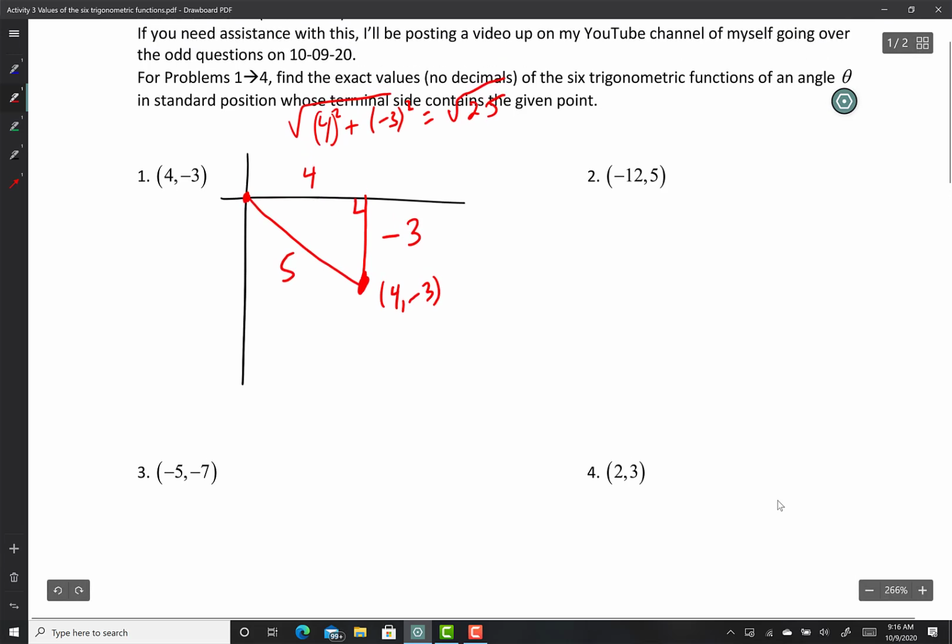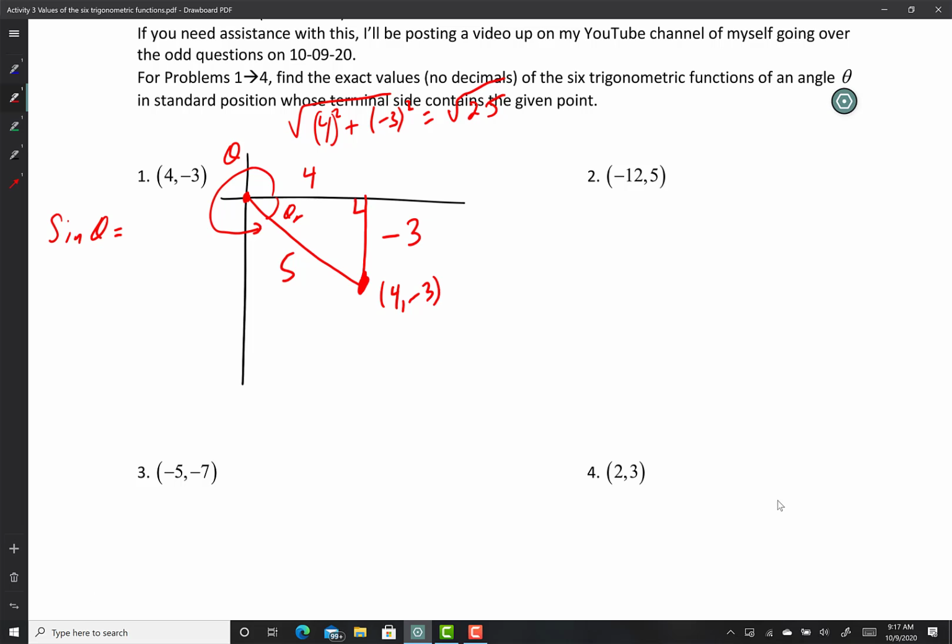So now we want all 6 trig values. Use the reference angle to help you out. Really, you're getting the angle, that's the angle that you're really looking at. So I'm going to write sine theta. Sine is opposite over hypotenuse. Use the reference to help you out, but keep the negative. So sine is -3, hypotenuse is 5, so -3/5.